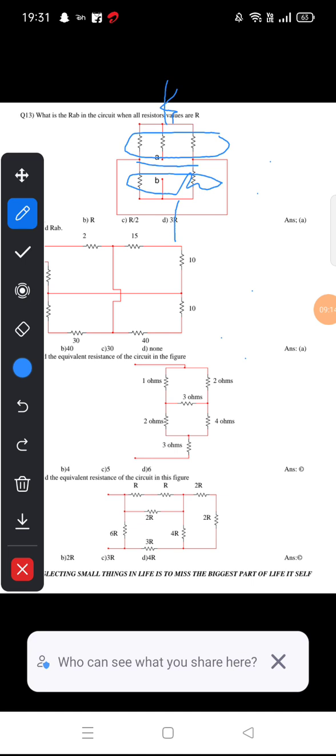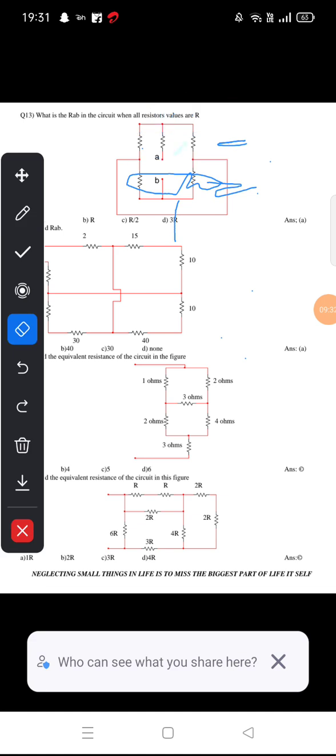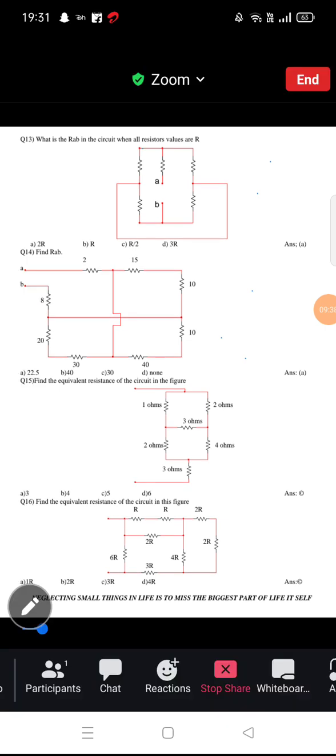Next, these two equal values are connected in parallel. Again, the resultant value will be R by 2, right? After that, this R by 2 and this R by 2 are both connected in series. Then the resultant value will be R. This R will be connected in series with this R. Then the equivalent resistance between A and B terminals is 2R. That is, option A is correct.